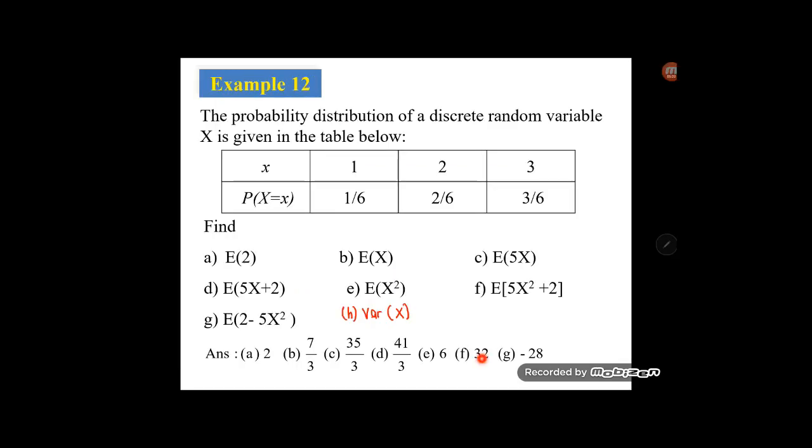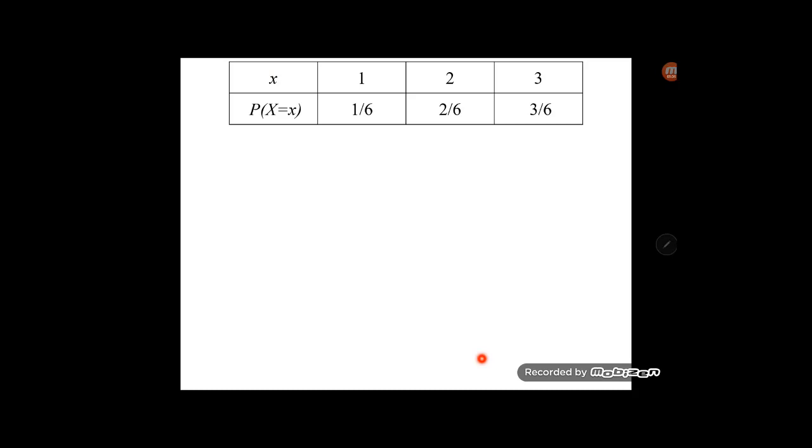So example 12. The probability distribution of a discrete random variable X is given in the table below. So we have the values of x and the probability. Find the expectation of 2. For the first question, from the properties, we know that the expectation of a constant is just the constant, so it is equal to 2.